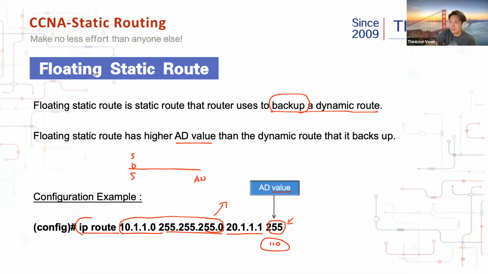Floating static route. The name for this static route is called floating static route. Floating means that in case the dynamic route fails, this static route will become the backup. This is very common use in the enterprise network, that they usually need some backup if the dynamic routing fails.